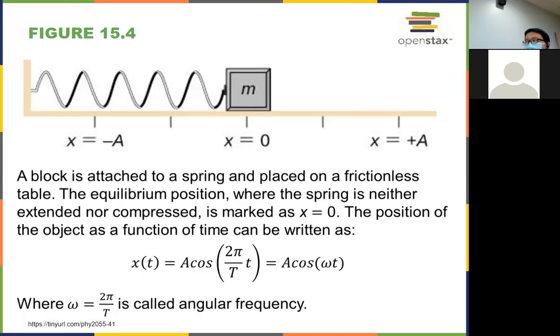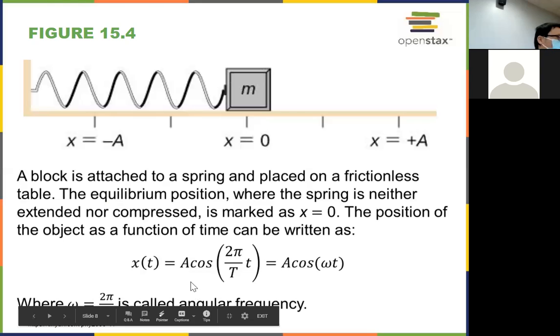Different textbooks will write this in different fashions. Some people prefer to use cosine, some people prefer to use sine. So when you see that, just keep in mind they are pretty much the same, because sine and cosine are just a shift in position.